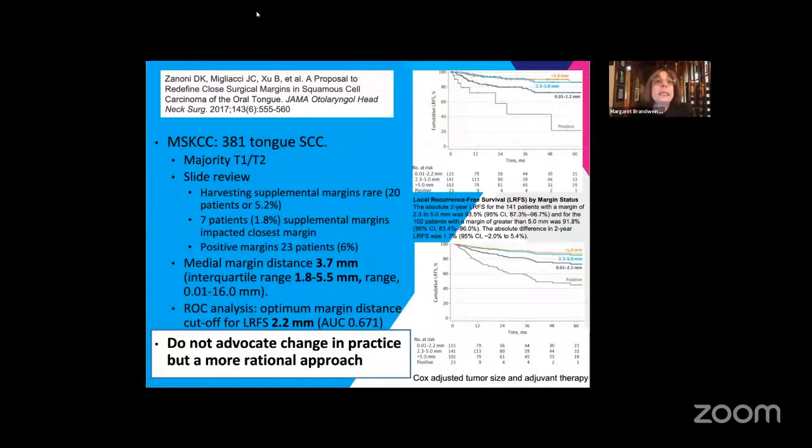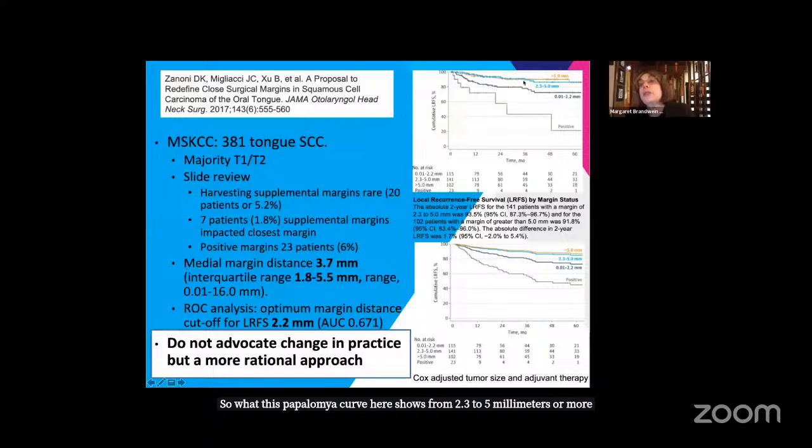There are a couple more recent studies. This one was out of Memorial and it was published in 2017. And this was for T1, T2 tongue cancers. Again, they looked at margin distance as a continuous variable. Here, this is time, and this is cumulative local regional occurrence rate. What they looked at here is at what margin distance do you have a change in outcome? So what this Kaplan-Meier curve shows is that from 2.3 to 5 millimeters or more than 5 millimeters, there's no difference.